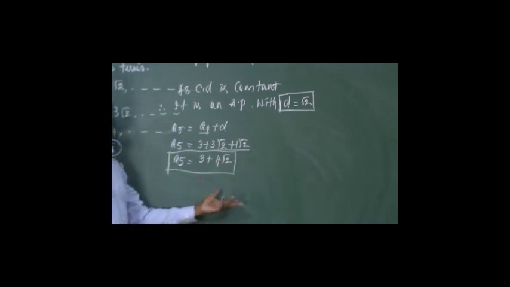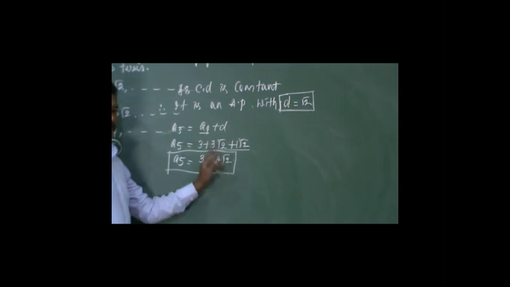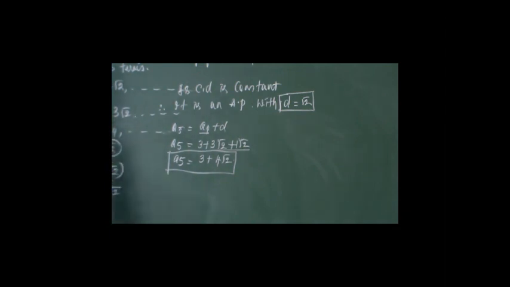Many students may think, why can't we add 3 with 4 root 2 and make it 7 root 2? It cannot be done because 3 is purely a rational number and 4 root 2 is an irrational number. You cannot add an irrational number to a rational number. Please keep this in mind.